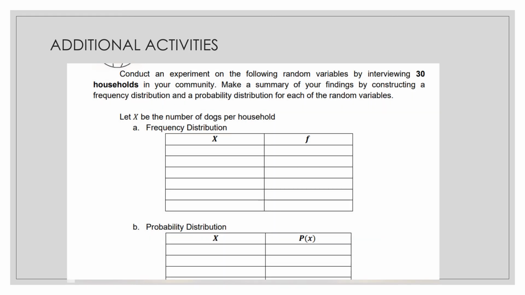Okay. On the additional activities in your module, ito yung nakalagay na problem, no? Conduct an experiment on the following random variables by interviewing 30 households in your community. Make a summary of your findings by constructing a frequency distribution and a probability distribution for each of the random variables. Ngayon, ang problema, what if wala kayong households or walang dog yung mga household niyo, nagbo-boarding ka, syempre mga konti lang yung may aso dyan, no?